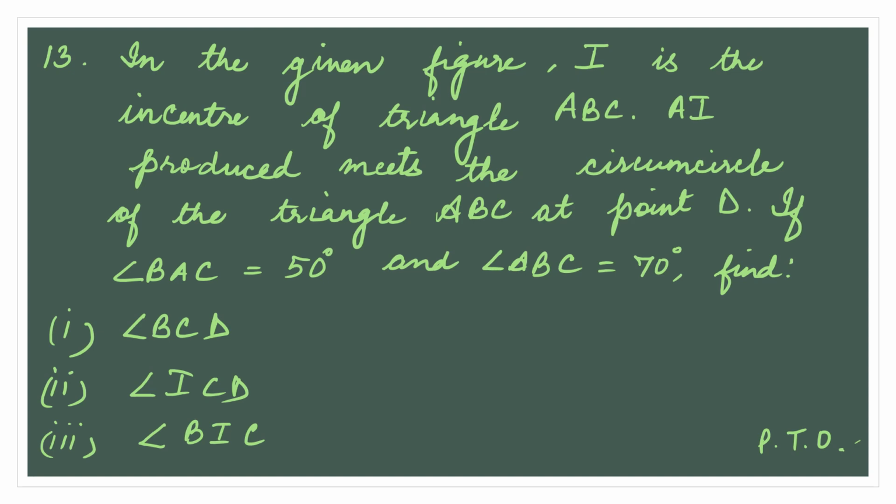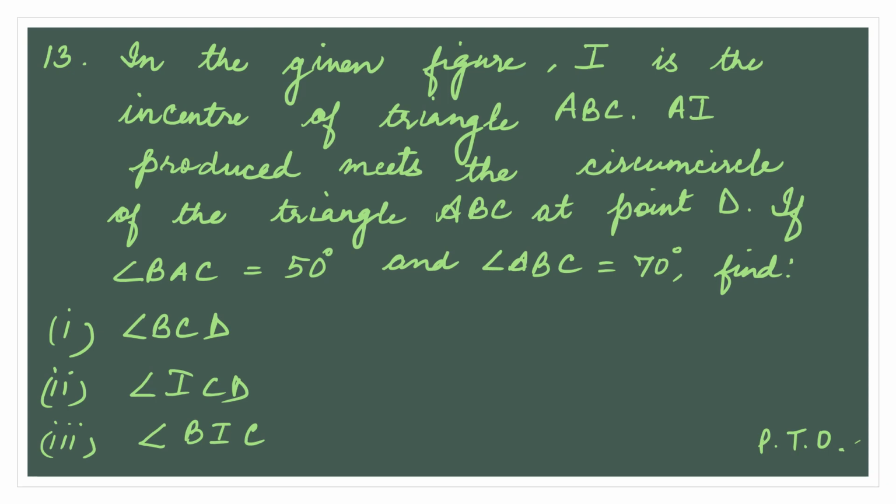Now coming to children, question number 13. In the given figure, I is the incenter of the triangle. What do you mean by the incenter? Inside the triangle, a circle is drawn, and the center of that circle, where all the angle bisectors meet, is called the incenter.